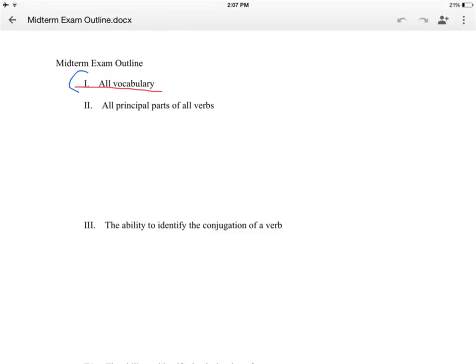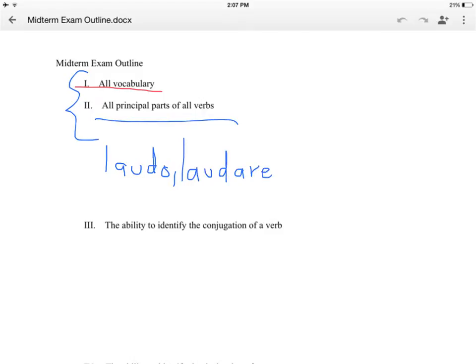Related to the vocabulary is all the principal parts of the verb. There are 4 principal parts for every normal verb. There are a few defective verbs out there that you'll learn about much later. But there are 4 principal parts, and remember that the 4th principal part has 3 genders because it's actually an adjective.